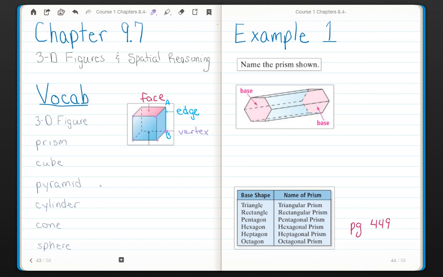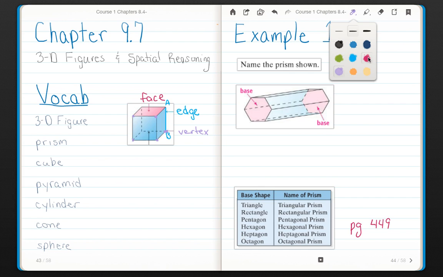All right, so let's take a look at example 1. Name the prism shown. So first we need to talk about what a prism is. A prism is a three-dimensional figure with two parallel and congruent faces that are polygons. So here I see two bases. I see a hexagon here, and I see an identical congruent hexagon over here. So those two identical polygons, the two hexagons, are called the bases.